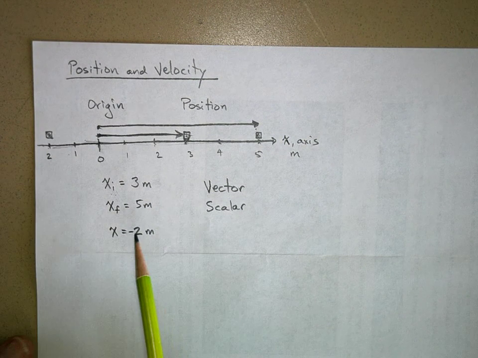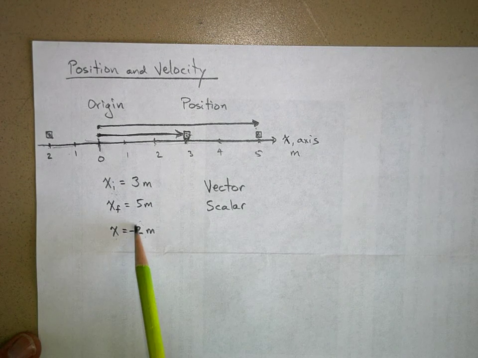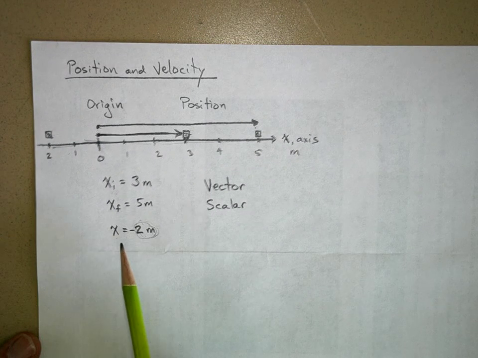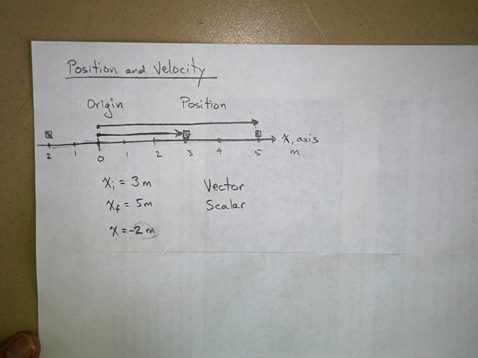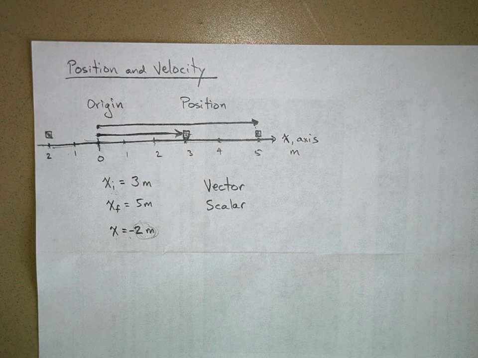So when you see x equals negative 2 meters, 2 meters is the magnitude, that is how far away from the origin that position is, and the negative means to the left. So you've identified the direction, and you've identified the magnitude. The vector is complete. The position vector is complete. Okay?